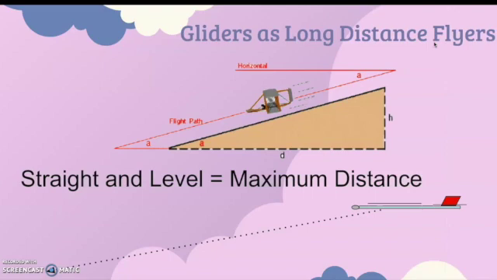So gliders can actually travel a significantly long distance as long as they are straight and level. Straight and level gets them their maximum distance. And you can see in the top image that if we have a horizontal versus an angled flight path, obviously the hypotenuse of that angle is further than if it just went flat.